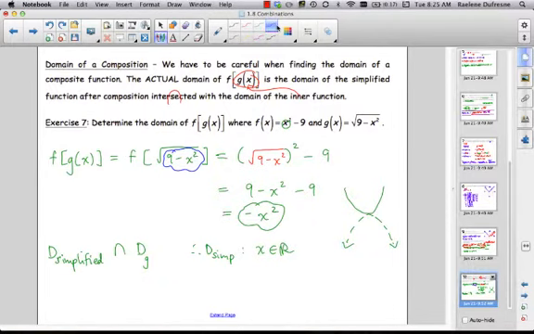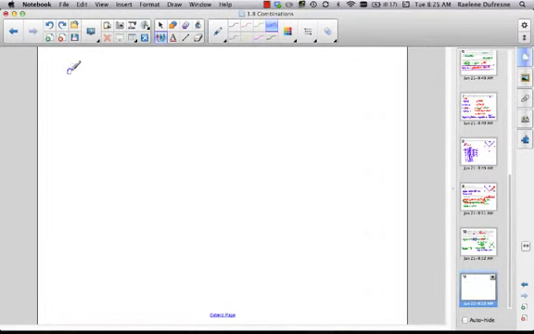The inner function has a domain restriction that radicals must be positive or 0, so we know that 9 minus x squared must be greater than or equal to 0. Let's just remind ourselves how to solve this carefully and correctly. If we are solving 9 minus x squared greater than or equal to 0, we can take the x squared to the other side and consider solving graphically.